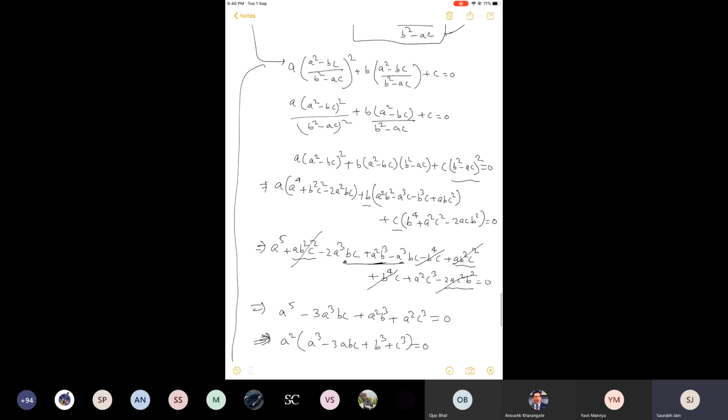Okay, so these were the questions which were based on one common root. You will find each and every example in the notes. No need to write anything, you just have to understand the concept.